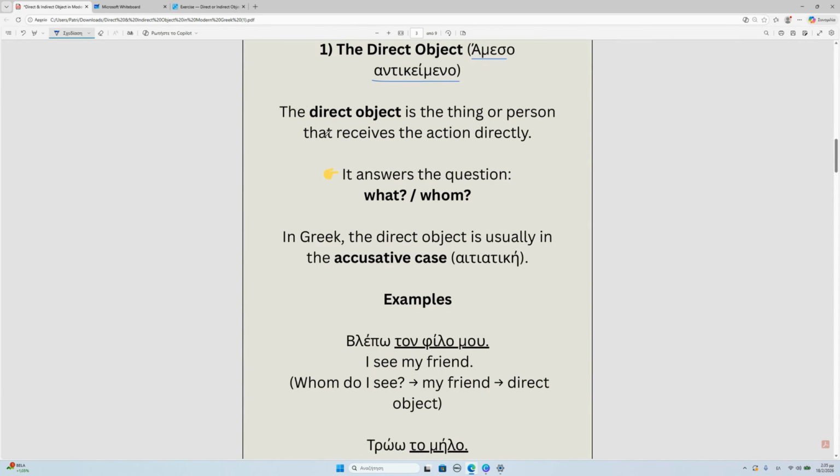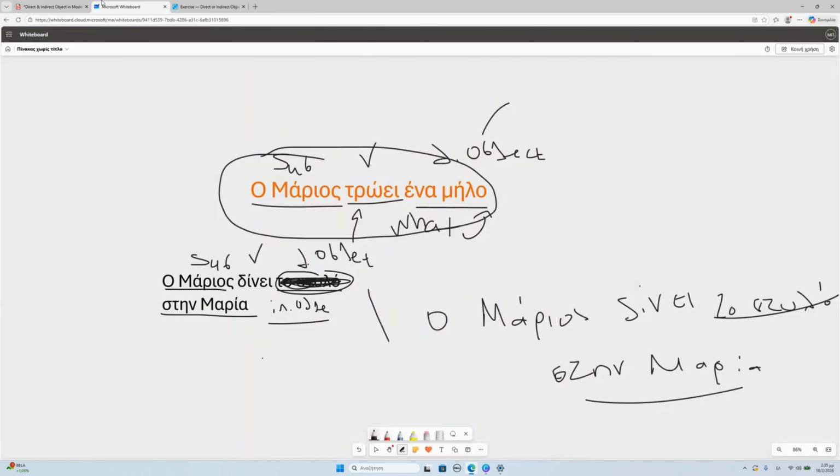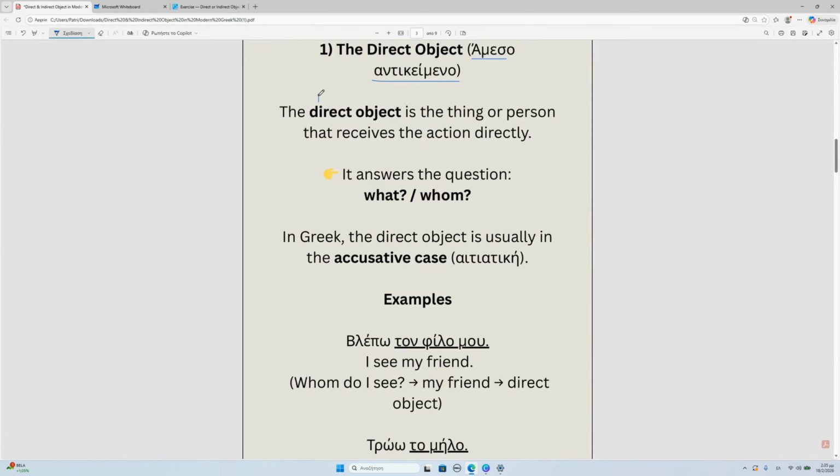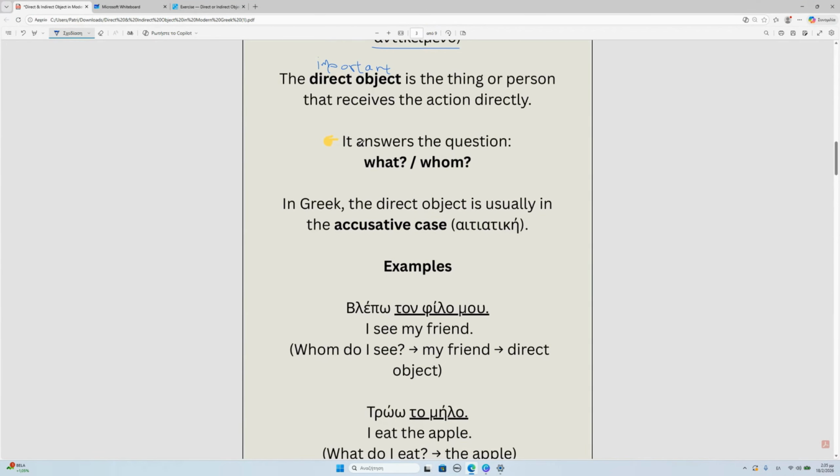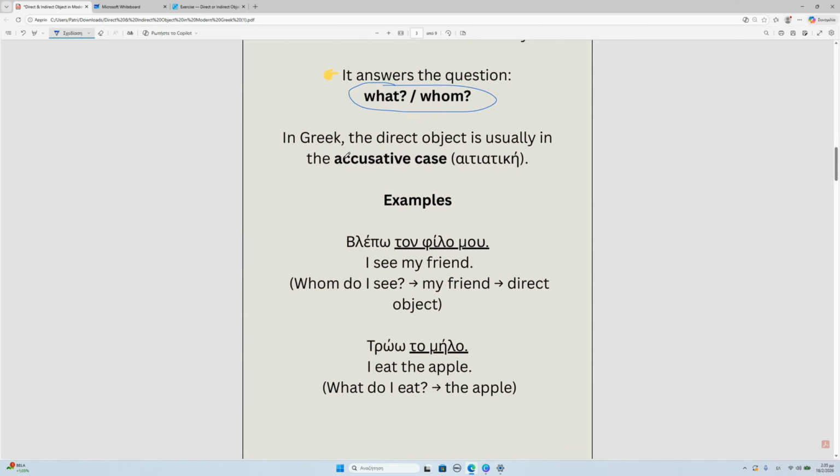The direct object, as we said in our diagram, is the important object. It is the thing or person that receives the action directly. And this is the very, very important thing: it answers the question what or whom. This is the first important thing. And the second is that it is always in the accusative case.